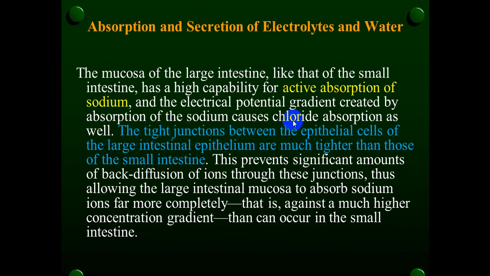The absorption of sodium in the colon, again it is by active process, and the tight junction will help this active transport of sodium. Here the tight junction is tighter than those of the small intestine. It will prevent the back diffusion of sodium through this junction. فنحتاج امتصاص كميات كبيرة من الصوديوم هنا. شنو اللي يساعد على ذلك؟ وجود الاتصالات القوية بين الأمعاء الغليظة، فتمنع رجوع الصوديوم بعد امتصاصه.